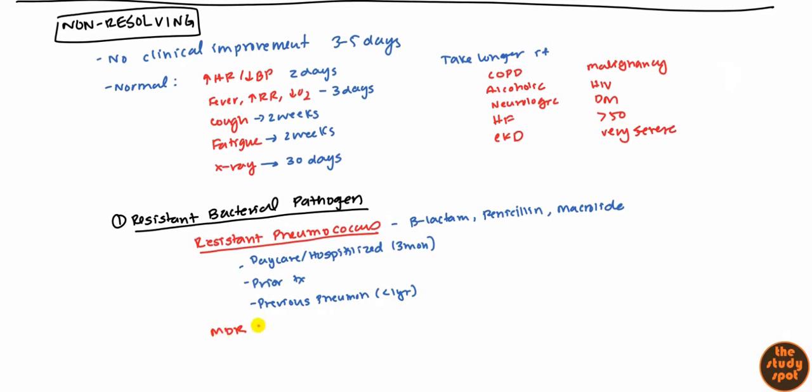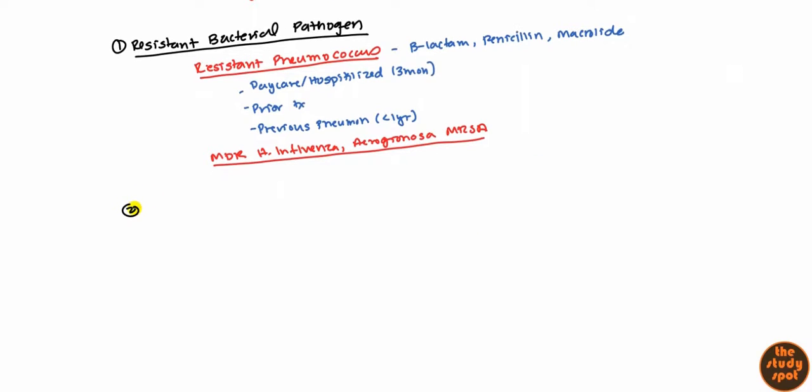Also, besides pneumococcus, there is multi-drug resistant influenza, Pseudomonas aeruginosa, and even MRSA. And to be called multi-drug resistant, you have to be resistant to 3 antibiotics. So this is becoming more common. So you're either dealing with a resistant pathogen, or you might be dealing with an unusual pathogen as well.